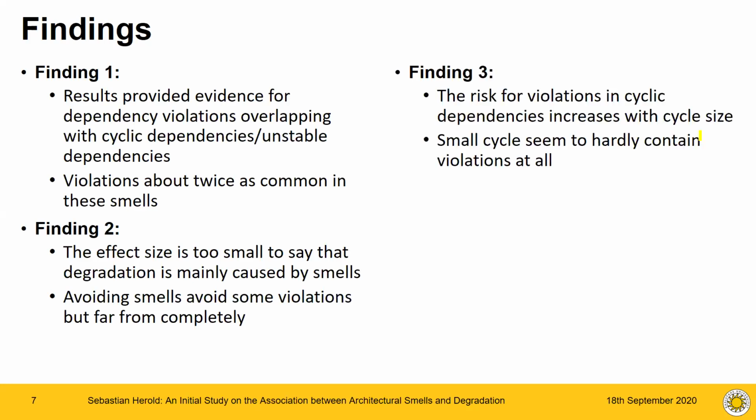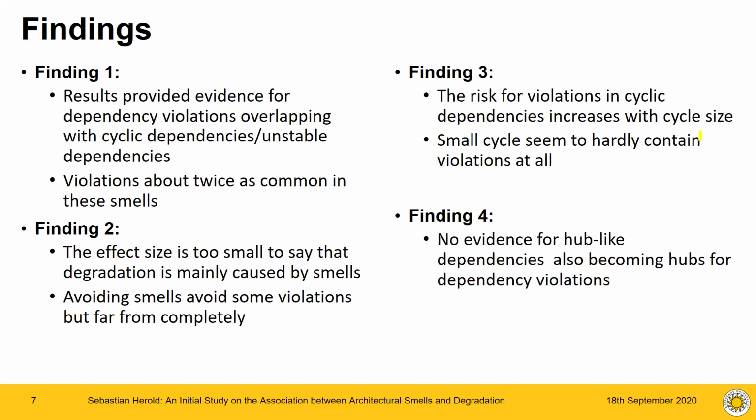The third finding is that the risk for violations in cyclic dependencies increases with the cycle size, and that small cycles seem to hardly contain violations at all. The fourth finding is related to the hub-like dependencies, where we didn't find any evidence that they are related to dependency violations, or as we state here, that hub-like dependencies become hubs for dependency violations. Hub-like dependencies are classes that have a lot of incoming and outgoing dependencies, and there is no sign that the number of violations increases dramatically with this kind of classes.